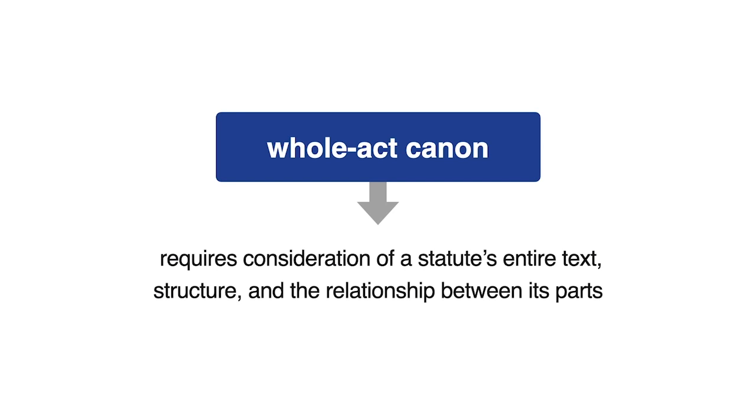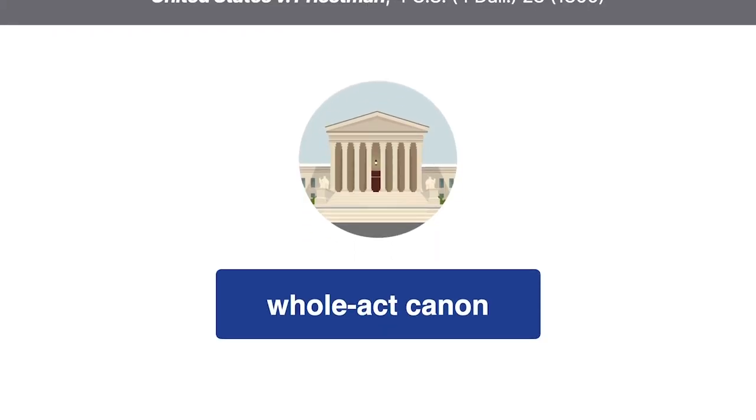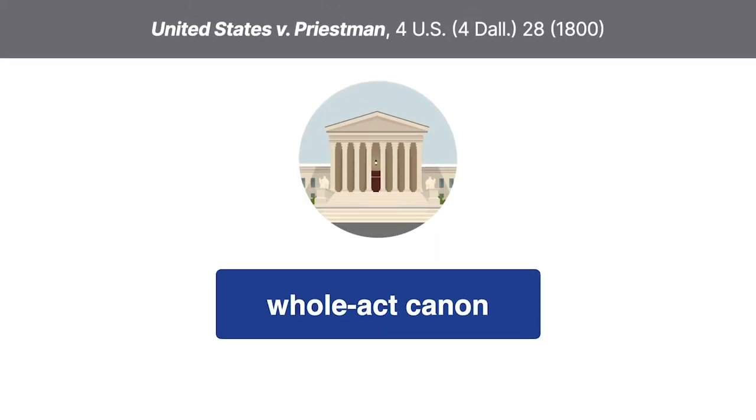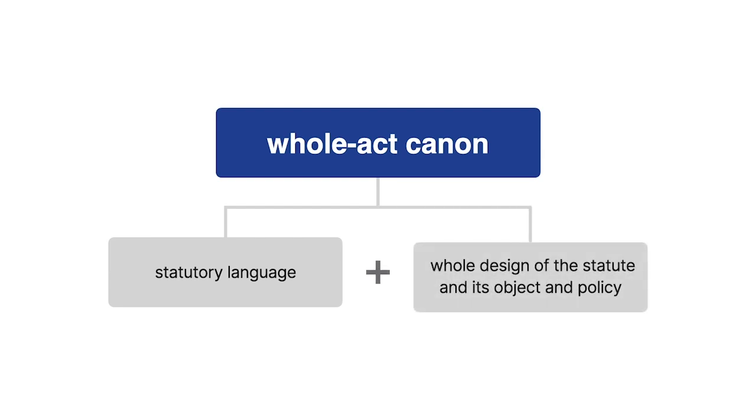The whole act canon requires consideration of a statute's entire text, structure, and the relationship between its parts. This is one of the oldest and strongest canons. Coke explained it early in the 17th century, and the United States Supreme Court has followed this canon since its earliest days. The canon requires that courts look not just at particular statutory language, but also at the whole design of the statute and its object and policy.